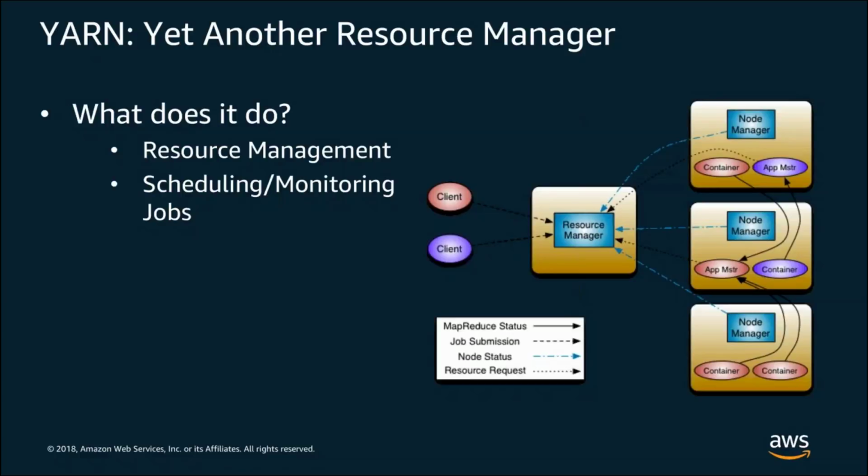Yarn allows you to choose from a set of schedulers. More widely used are two types, a capacity scheduler and a fair scheduler. On Amazon EMR, capacity scheduler is the default one, although fair scheduler is also very commonly used in many customer environments. Fair scheduler in its simplest form shares resources fairly among all the jobs running on the cluster.